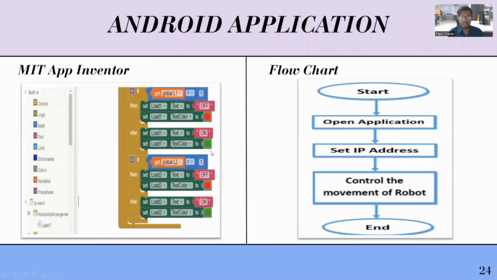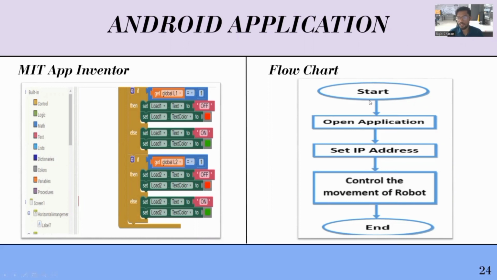So our next part was the development of the Android application. We made the Android application using MIT App Inventor. MIT App Inventor is very easy to use. By using drag and drop, you can make beautiful apps on it. So we also used MIT App Inventor to develop our Android application. I already told you that our software part will be an Android application, so its flow chart is given here on the right side.